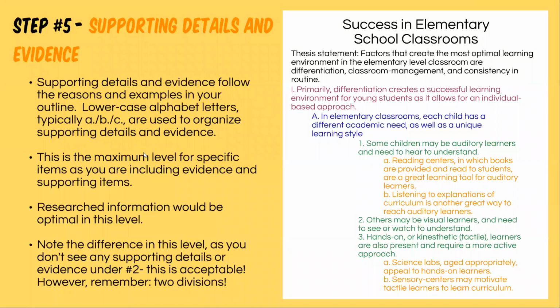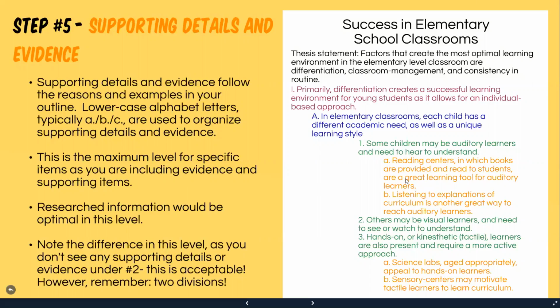And in step 5, we integrate supporting details and evidence. These are always going to follow your reasons and examples. They're going to be organized with lowercase alphabet letters. Typically, lowercase a, b, and c are the ones that you will find in an outline. This is the maximum level for specific information. So you're integrating your evidence and supporting items. This is a great opportunity to integrate research information to support your ideas, all those things.